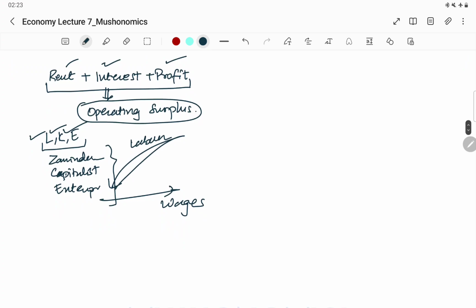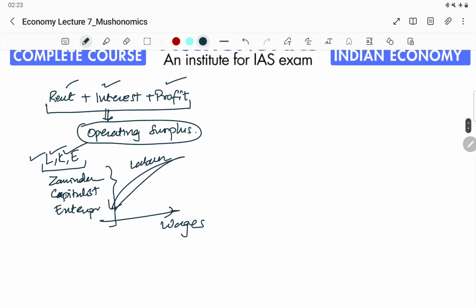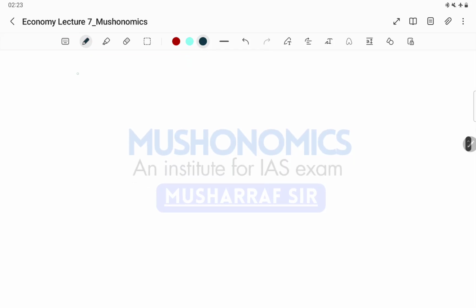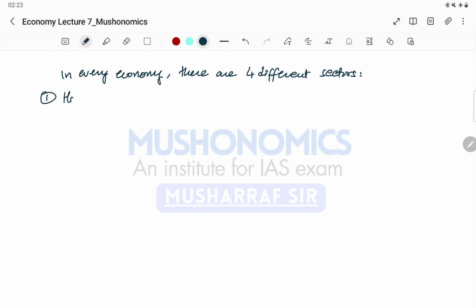Now let's understand one more thing here. In every economy, there are four different sectors. First is household. What do we mean by household? An individual is also a household, and a family is also a household, right? For example, Mukesh Ambani is a household, and the Ambani family is a household.